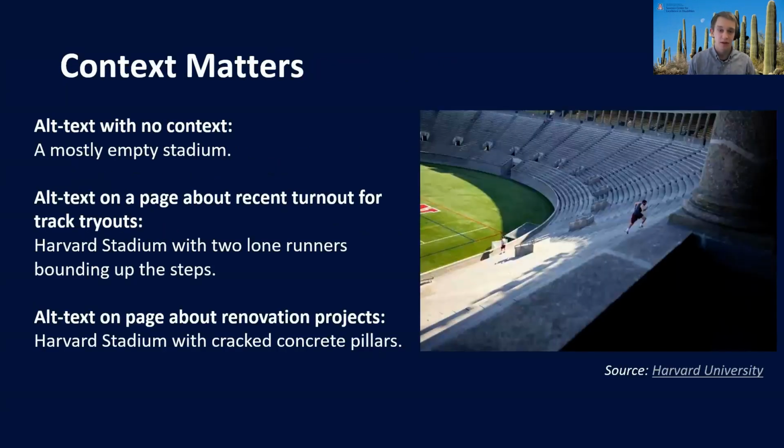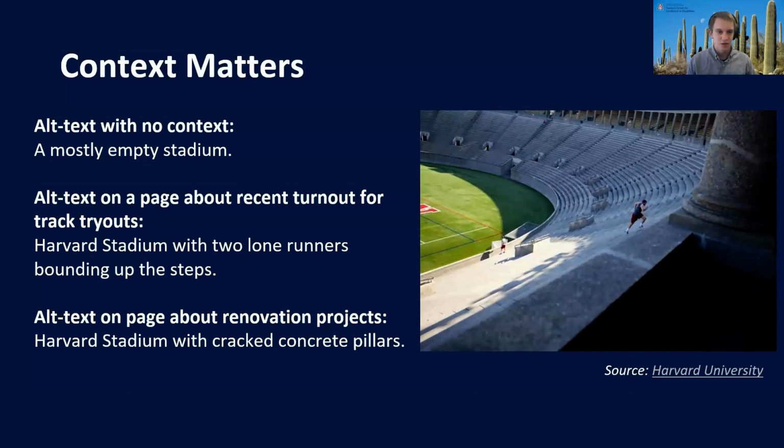As I mentioned before, context matters. So let's talk a little bit about what that means in practice. Take this image, for example. With no context, one may write something like a mostly empty stadium. If you were to put the same image on an article about recent turnout for track tryouts, the alt text would read instead something like Harvard Stadium with two lone runners bounding up the steps. And again, if you were to put the same image on a page about renovation projects, the alt text may read something like Harvard Stadium with cracked concrete pillars. Next slide, please.